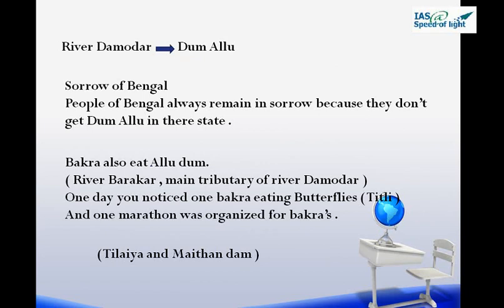So we talk about another river here, river Damodar. From Damodar we get Dam Aloo. Damodar, it is Dam Aloo. So let's play with Dam Aloo now, what all things we do. It is the sorrow of Bengal. River Damodar, it's the sorrow of Bengal. So Dam Aloo actually is the sorrow of Bengal. So people of Bengal always remain in sorrow or in grief because they don't get Dam Aloo in their state. So can you see, you are going to Bengal and all are crying, we don't get Dam Aloo here. Somebody please get Dam Aloo for us. So Dam Aloo is the reason of sorrow of people of Bengal.